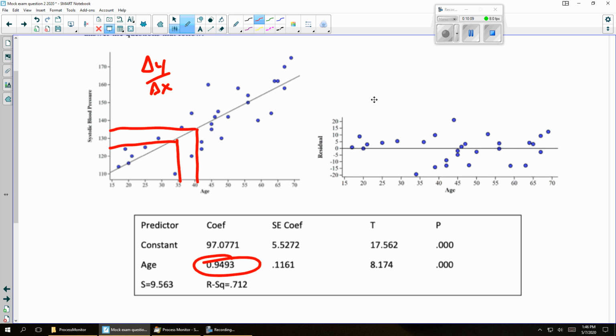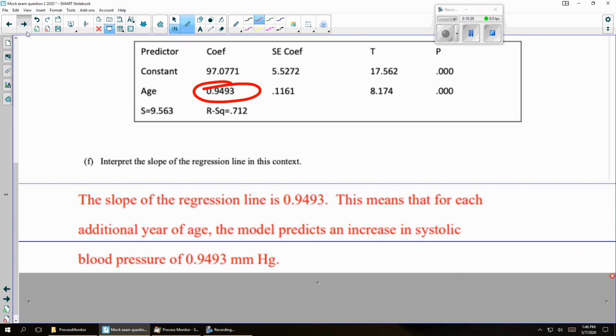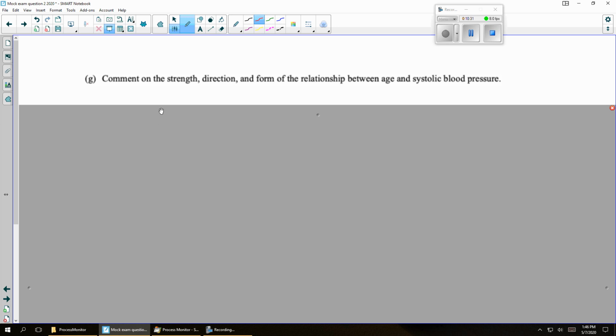The key word here is whether or not there's a pattern. I'm looking for a pattern here, and I don't really know that I see one. Looks like the line does a little bit better job down here than it does over here, because these points are closer to the line, and over here I have more spread, but I don't necessarily see a pattern. So that's this part. The next part: comment on the strength, direction, and form of the relationship.